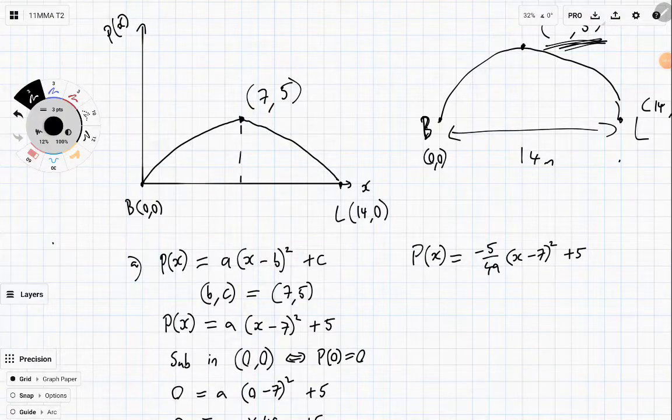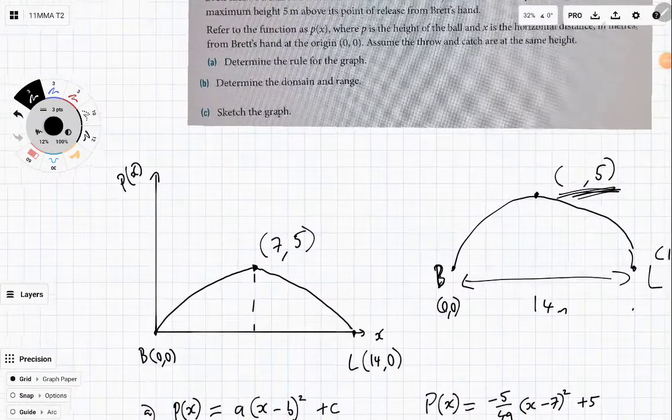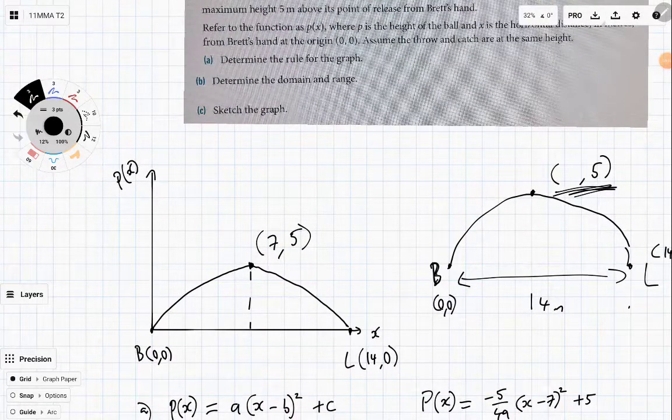Now, one of the things that we can double check is, right, a should be negative. Why? Because this is a concave down shape. So it makes perfect sense that a needed to be negative because it should have been reflected, it shouldn't be concave up. Alrighty, so I've actually already done part C. In fact, I used part C to do part A.